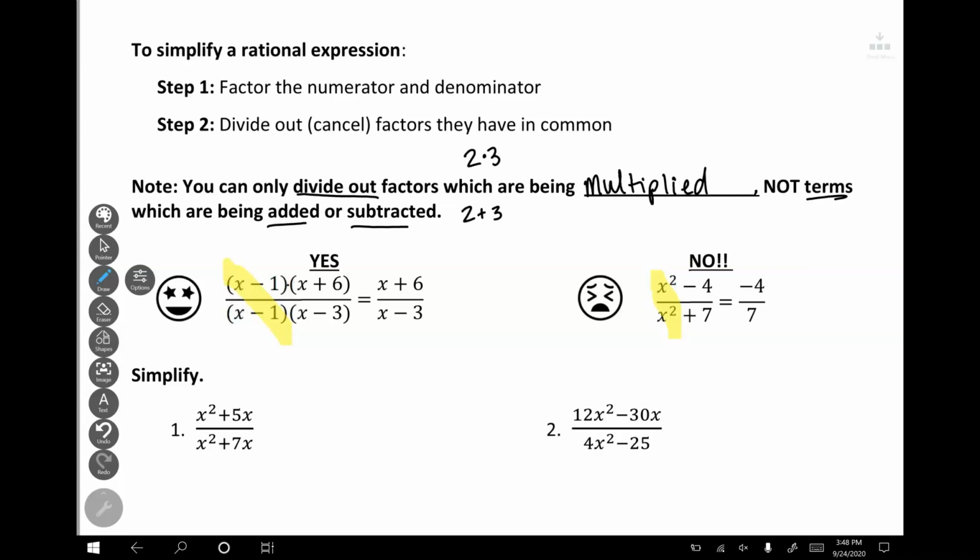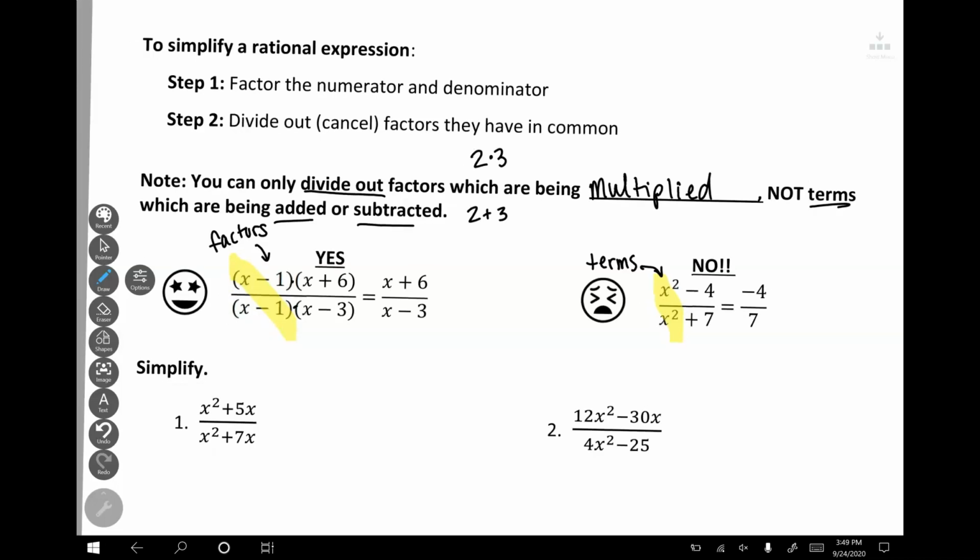Smiley face, these two are being multiplied, therefore I can cancel the x minus 1. The x squared is not being multiplied. We've got x squared minus 4, and on the bottom x squared plus 7. So those are terms. And you cannot cancel them in the numerator and denominator, only factors. Okay, so that's why I've got a really sad face over here. If I see you do this, that will be my face.